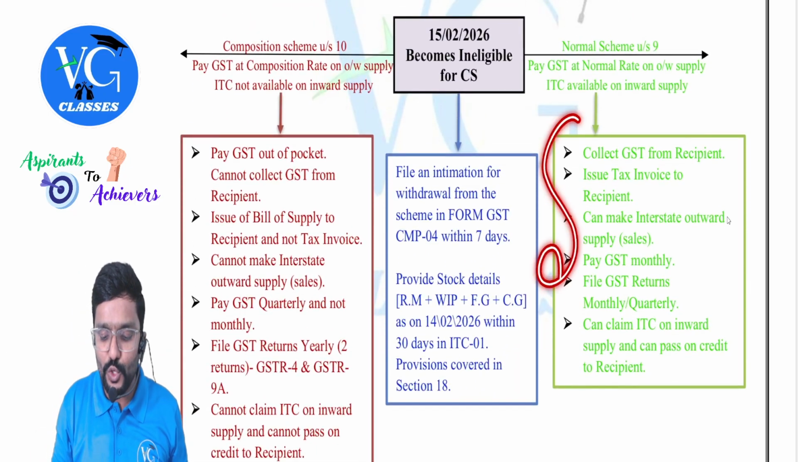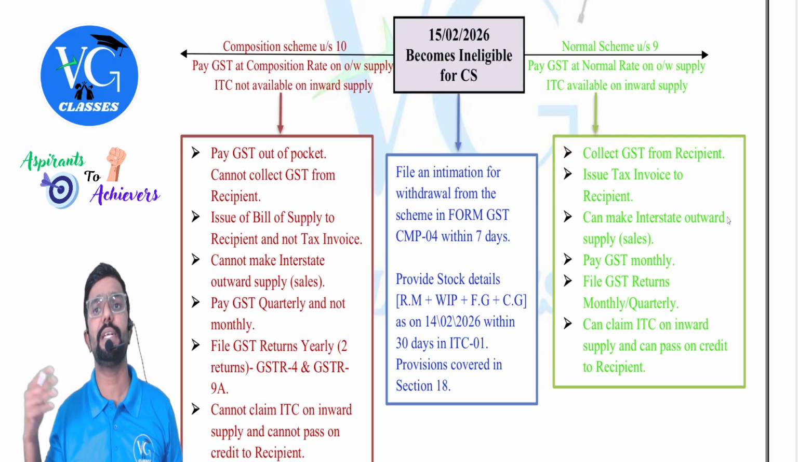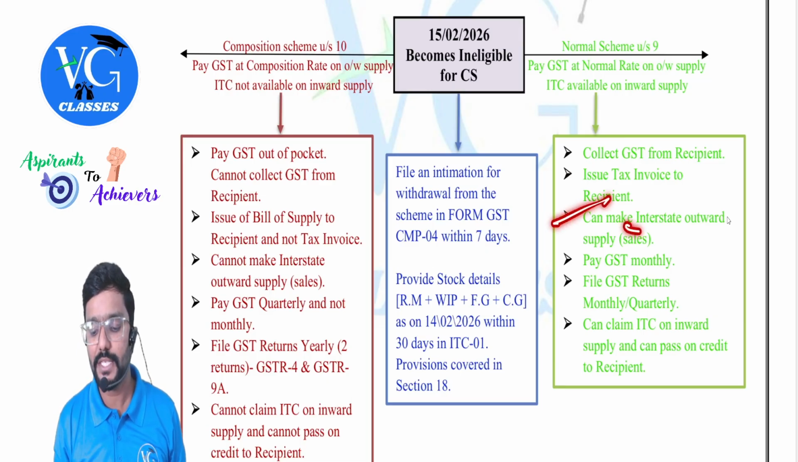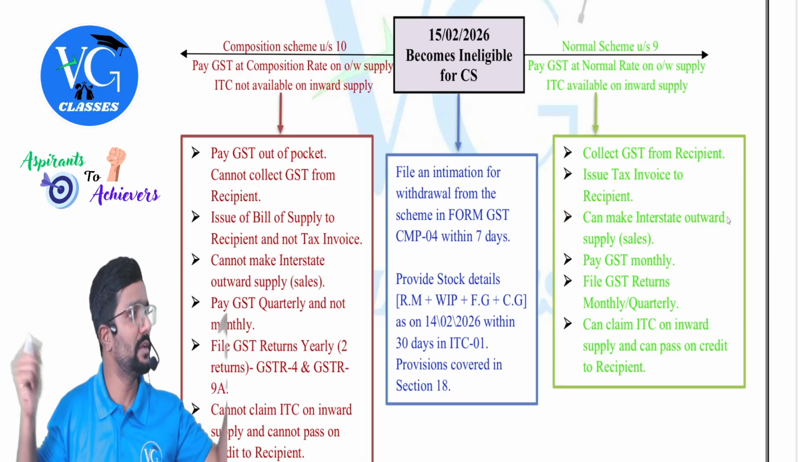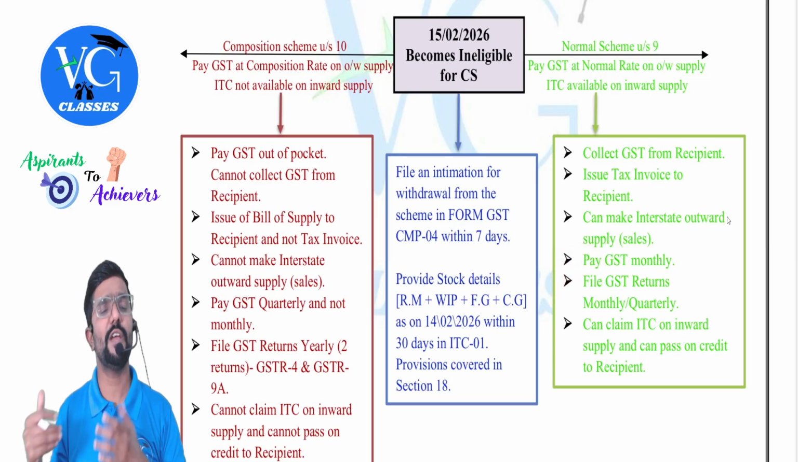What are the few things to take care of, sir? Can I collect the tax from my recipient once I am under section 9? Yes. Then can I issue a tax invoice? Yes. As I am collecting the tax from my recipient, I can give the tax invoice. Next, can I make interstate outward supply? Can I sell outside the state? Yes. Then the disadvantage: pay GST monthly, file GST returns monthly, or if I am following QRMP.